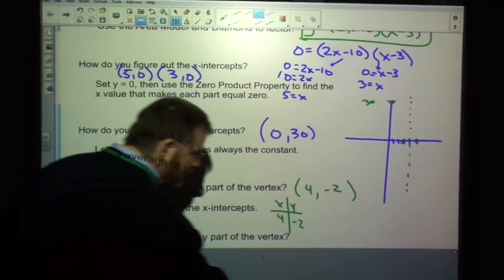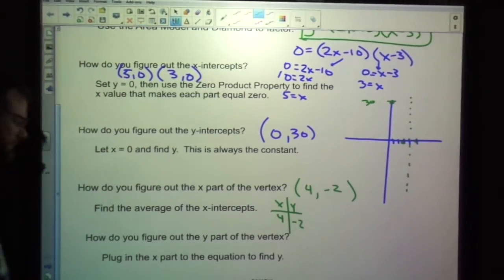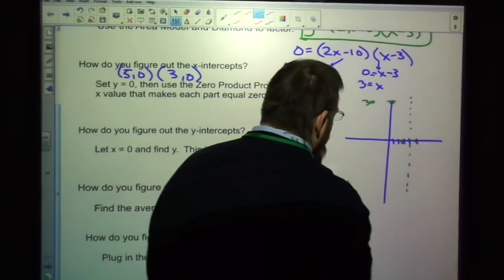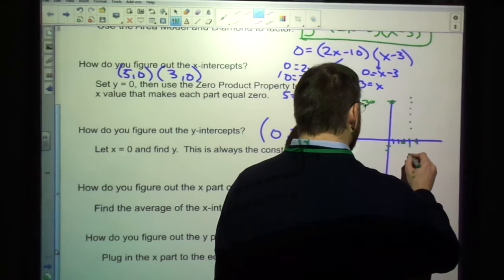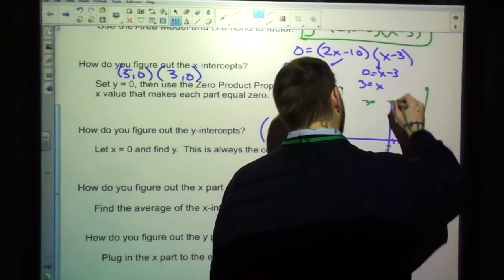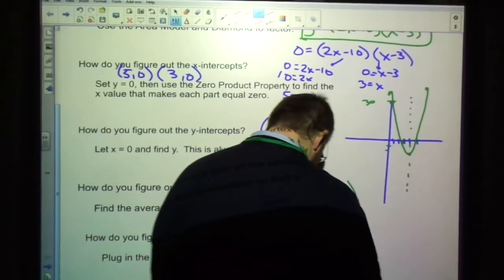So the y part of the vertex, I plug the x part into the equation to find y. So that gives me (4, negative 2). And now I can finish drawing my graph. It looks something like that.